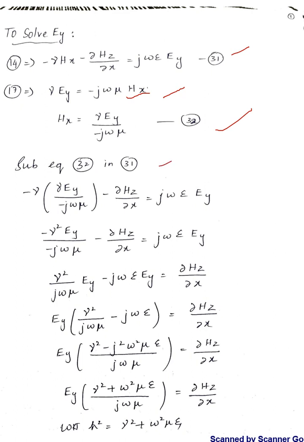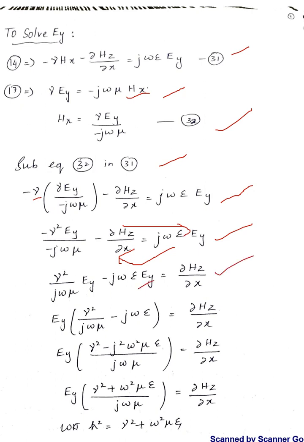After that, I'm going to substitute this 32nd equation in the 31st equation. After substituting, you'll get this. Then I just multiply this gamma inside, and if I multiply, I'll get it like this. After that, I take the part I have in the RHS to the LHS side, and the LHS I take to the RHS side. So I'll get this equation.